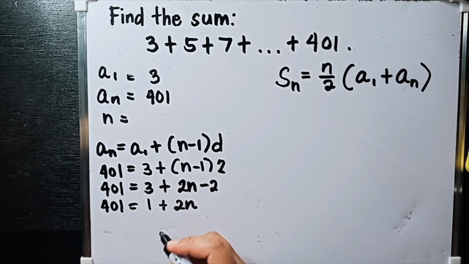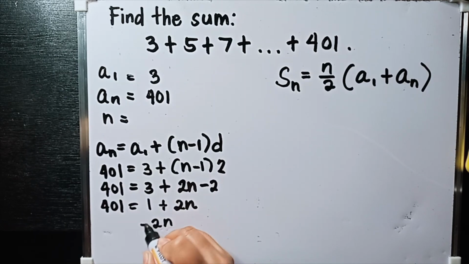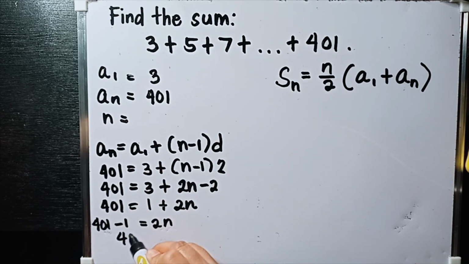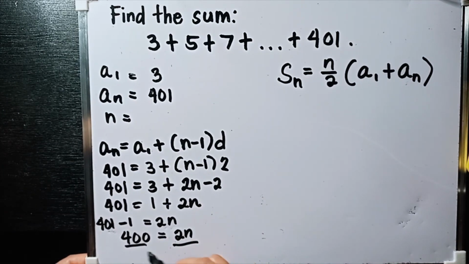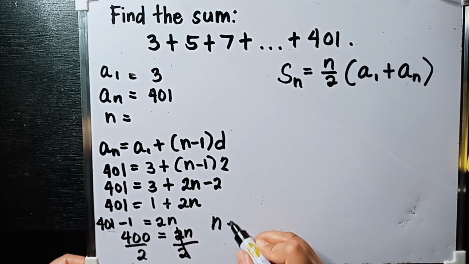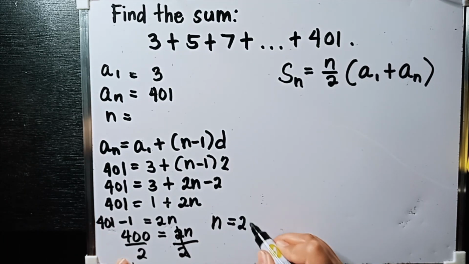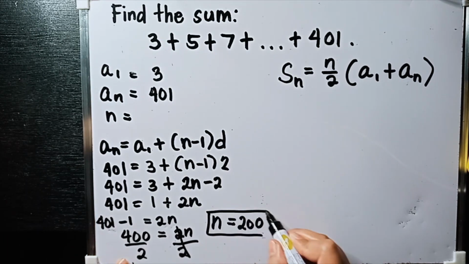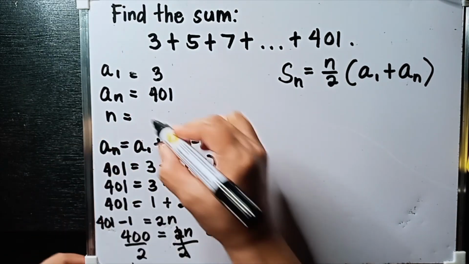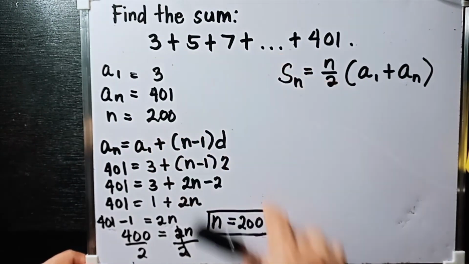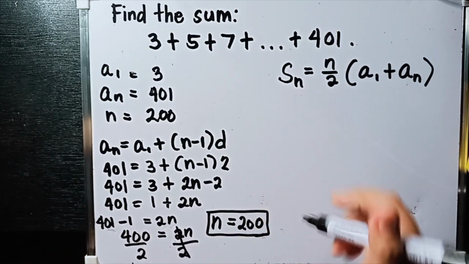So, transfer natin si 1. So, we have here 2n equals 401. Nilipat natin si 1. So, magma-minus 1 siya. So, then we have 400 equals 2n. So, divide natin both sides by 2. So, what is the value of n? 400 divided by 2 is 200. So, ito na ngayon yung ating n. So, lagay natin siya doon. So that, pwede na tayong mag-substitute doon sa ating formula.